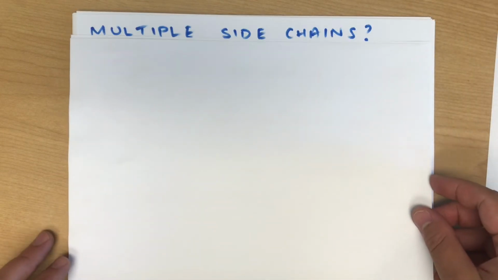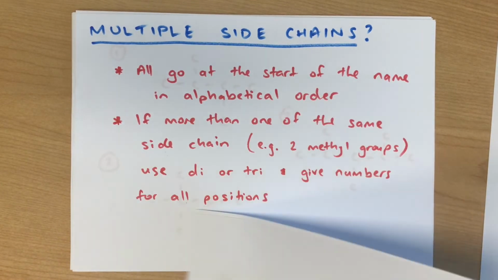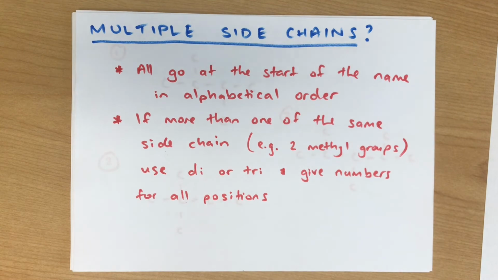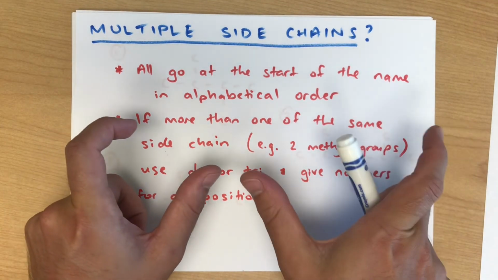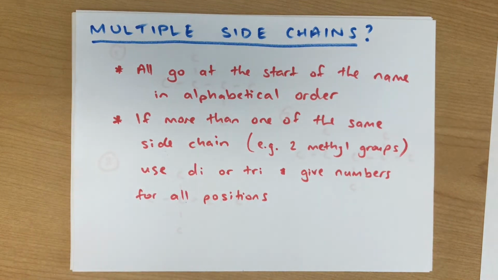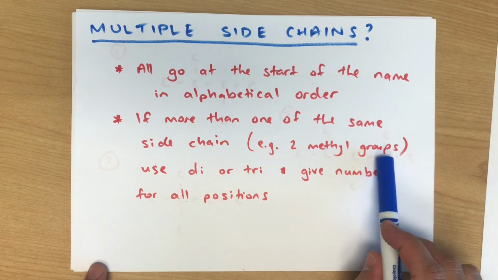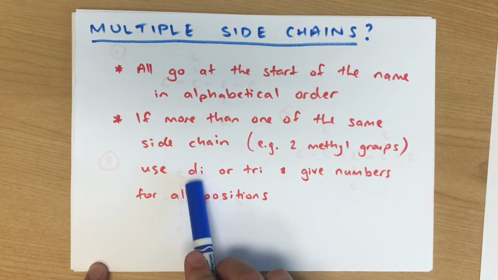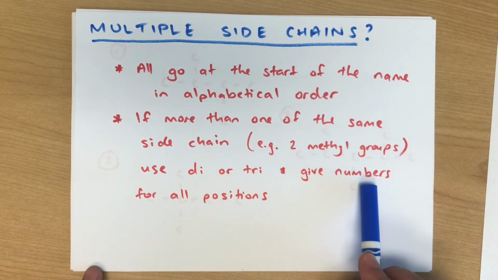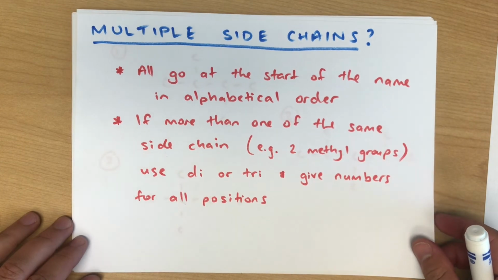Now, if there are multiple side chains, what do we do? Well, all the names will go at the start. They're all going to be a prefix. So just like we had methylpentane, all of our side chain bits are going to go at the start of the name. If there's more than one of the same side chain, so for example we had 2 methyl groups, then we can use di if there's 2 of them, or tri if there's 3 of them. And we must give numbers for all of their positions. So let's have a look at some more examples.